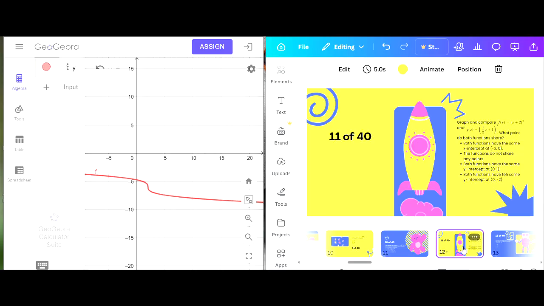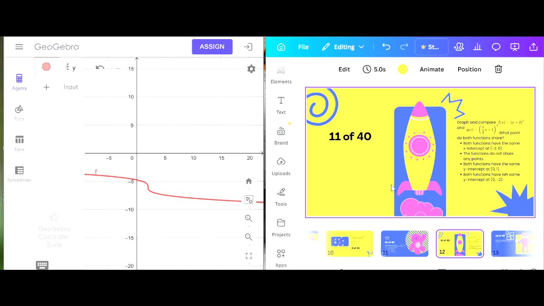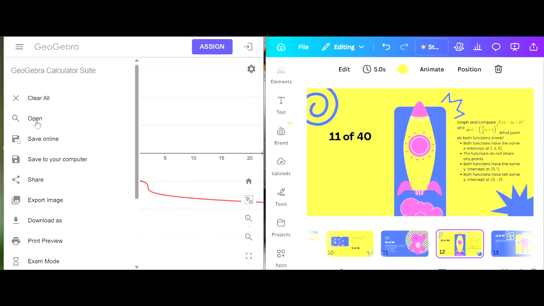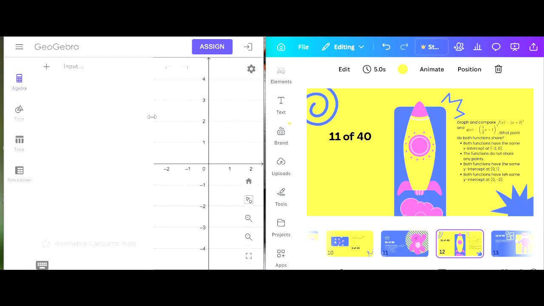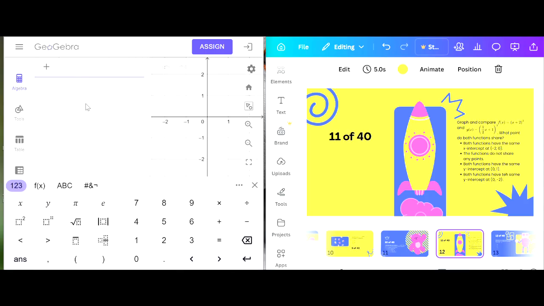Graph and compare those two functions. What point do both functions share? Clear all. Discard. Let's graph our first function. We've got f of x is equal to x plus 2 squared. There's our first one, and now we need g of x.